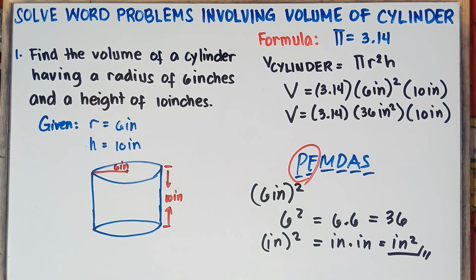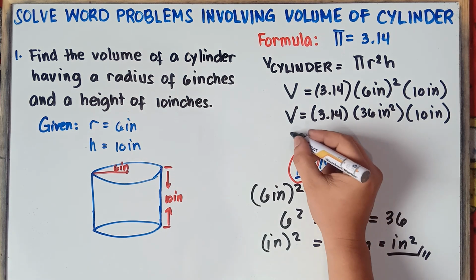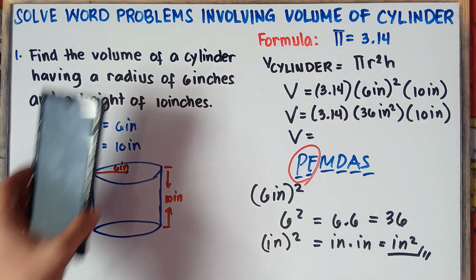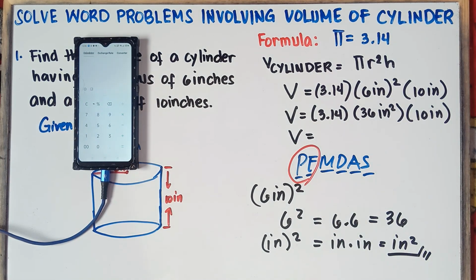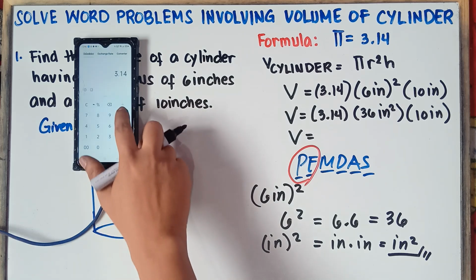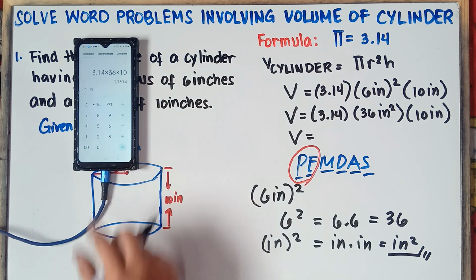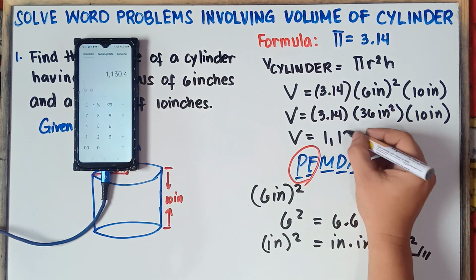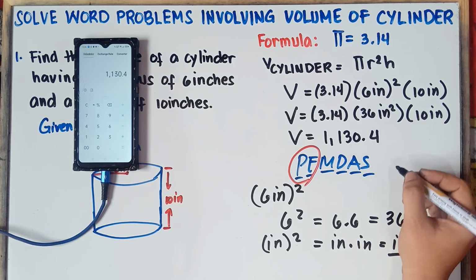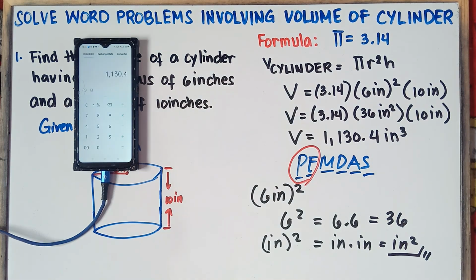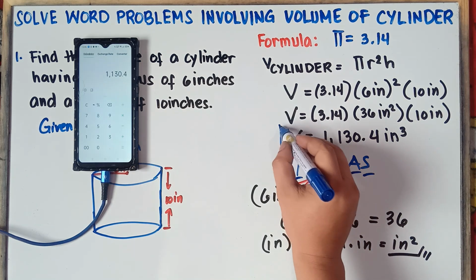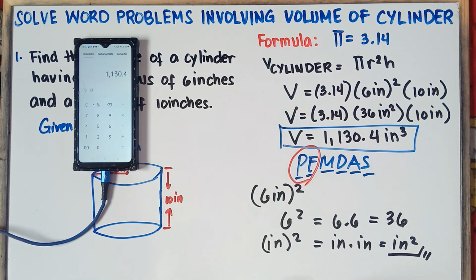And then simply multiply, class, use your calculator. Easy as that, class. Alright, let's multiply. You can use your cell phone for the calculator. So 3.14 times 36 times 10. And the answer is 1,130.4 cubic inches. That's it, class. That's the answer for number 1. Easy as that. All set for example number 1.